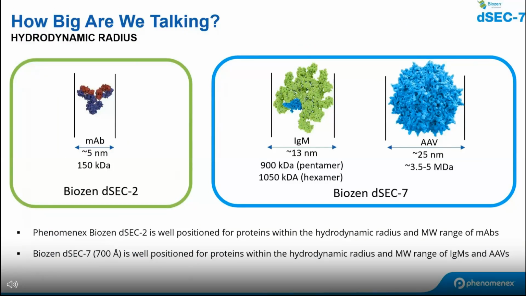So now, talking about size exclusion, how big are we talking about, right? Size exclusion is a hydrodynamic volume-based separation. Biozen is a platform where you get that inert path for your analyte to get these separations. DSEC7 is a 700 angstrom pore size particle, while the DSEC2 is a 200 angstrom pore size particle. Both these are diol-based selectivity, so you get no interaction and pure size-based separation. While Biozen DSEC2 is well positioned for mAbs analysis and proteins of that size, Biozen DSEC7 is specifically designed for AAVs and IgM sized proteins.